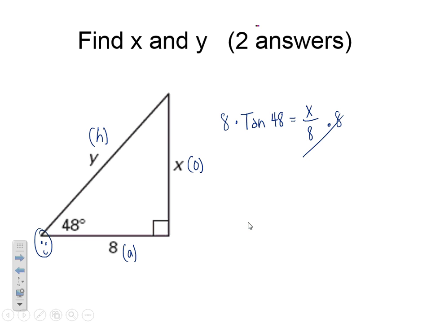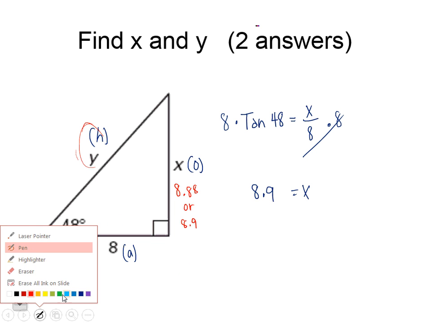So the tangent of 48 times 8 is going to give me an x value of 8.9. All right, so this side x is 8.9. If you want to say 8.88, that would be perfectly fine. Okay, and now we've got to find the third side.